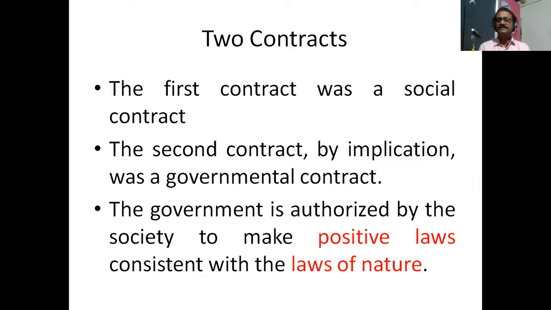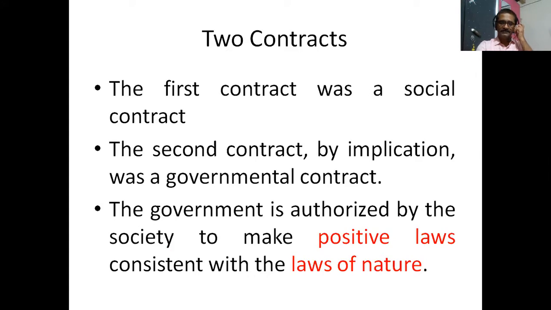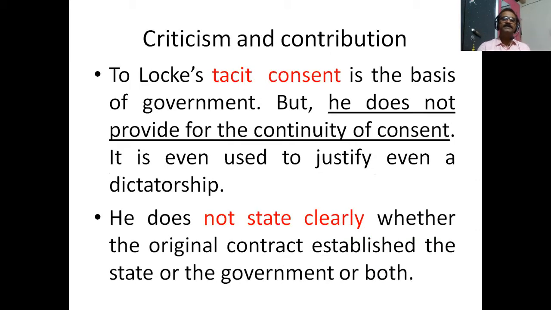So John Locke speaks of two contracts. One was the social contract. The second one was the governmental contract. Now, after knowing the state of nature and the nature of human beings and the kind of contract they entered into, let us have a look at the criticism that is being made of Locke's natural law theory.